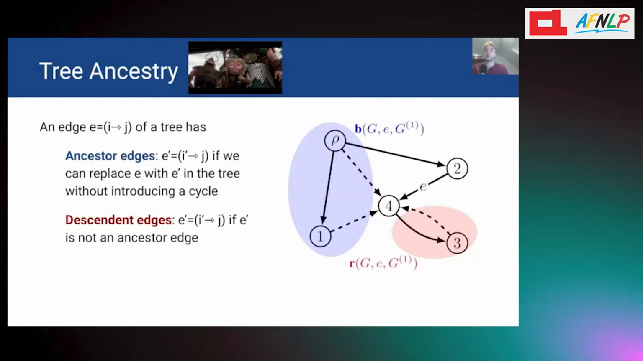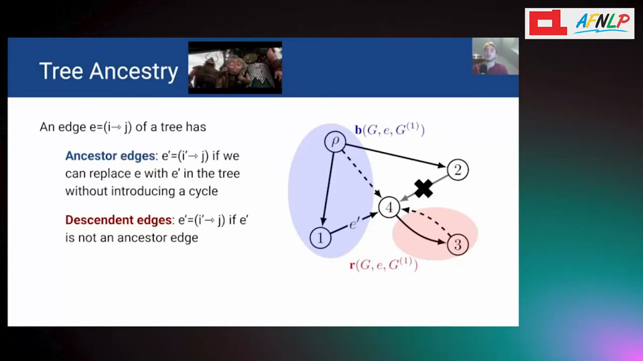Descendant edges are those edges not in the tree which are not ancestor edges. For example, the descendant edge incoming to node 4 is highlighted in red. If we tried to swap out a descendant edge, you can see that we would get a cycle in the tree. It turns out that during our one best algorithm, we can examine the ancestor edges of the tree to determine the best edge to delete from the graph to find the second best tree. I will not discuss the details here due to time constraints, but the intuition and formal proof for why this works can be found in the paper.